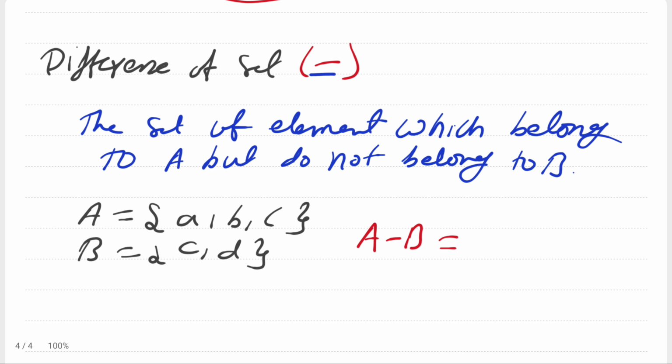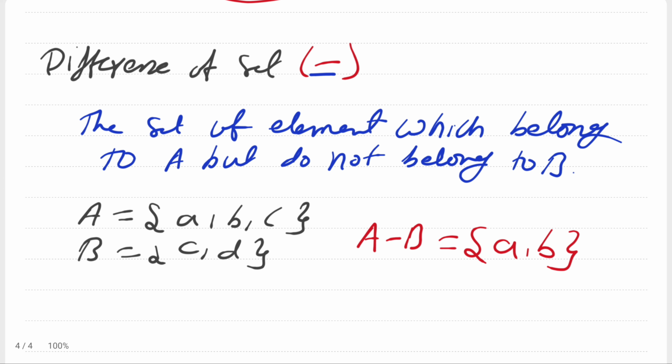Let's understand. In this one, difference of sets means what? Whatever the elements in A which do not belong to B, we have to write those elements here. A does not belong to B, so we have to write A. B does not belong, so we have to write B. C belongs, so we don't have to write it. So this is the definition and example of the difference of sets.